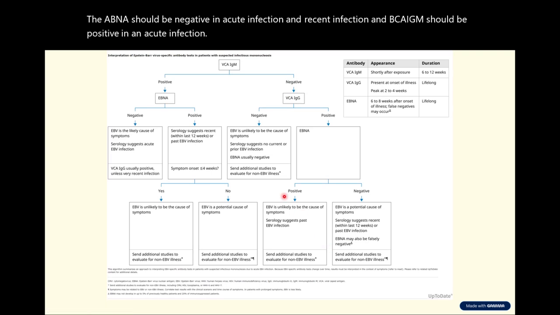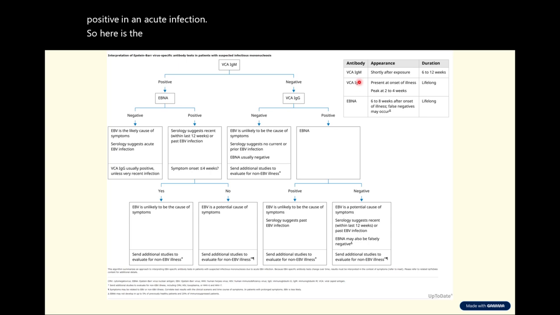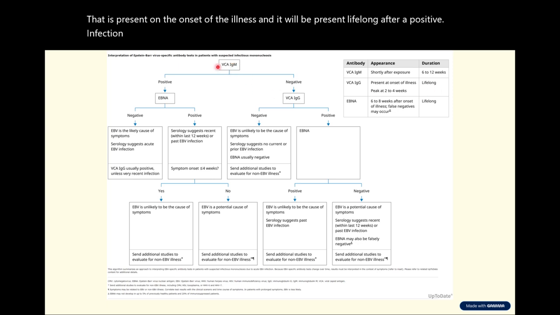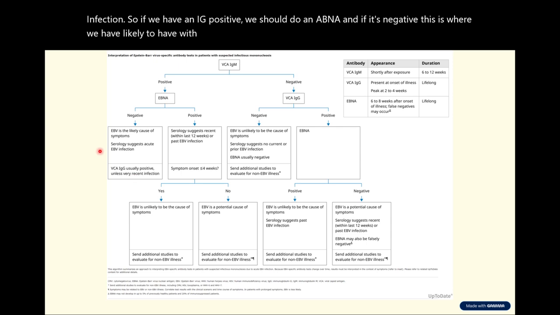So here are the three types of antibodies that we have. We also have VCA IgG that is present at the onset of the illness, and it will be present lifelong after a positive infection. So if we have an IgM positive, we should do an EBNA, and if it's negative, this is where we are likely to have a symptomatic Epstein-Barr infection.